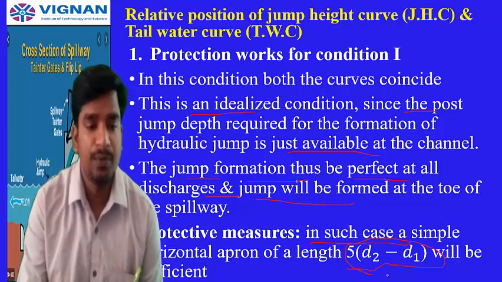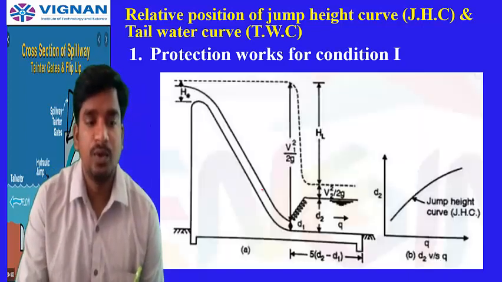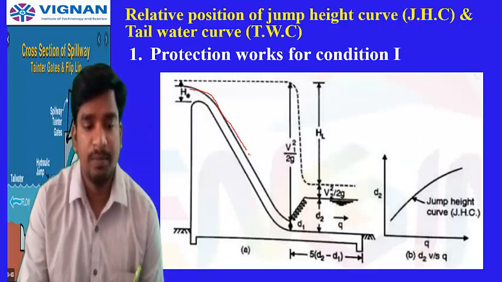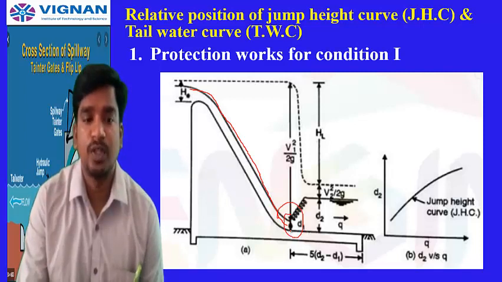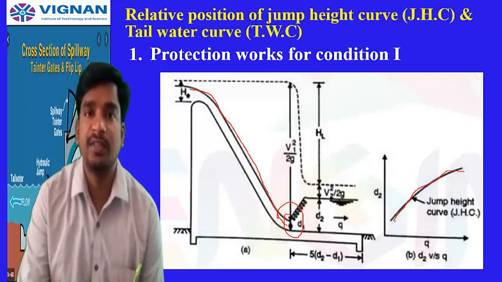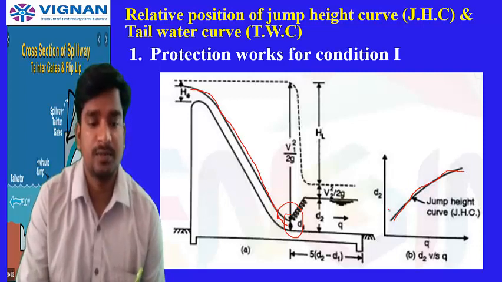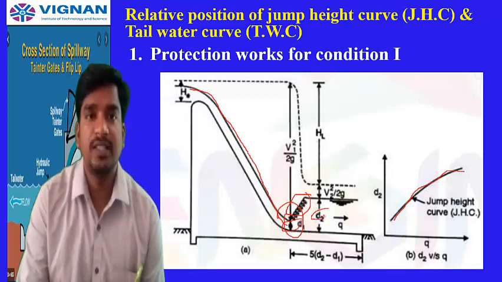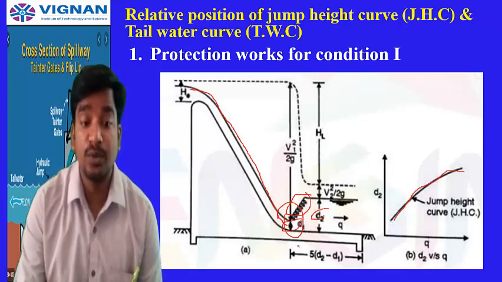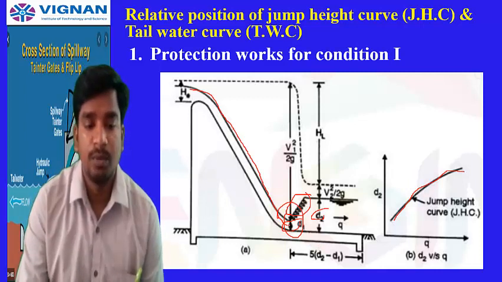Now let us have a look at the figure. In this particular case, the jump is forming exactly near the toe. The jump height curve and the tailwater curve are coinciding with each other. So a perfect jump will occur like this. This is D1 and this is D2. For this condition, in order to protect the downstream portion, how much portion do we need to protect? This is the amount of portion we need to protect.